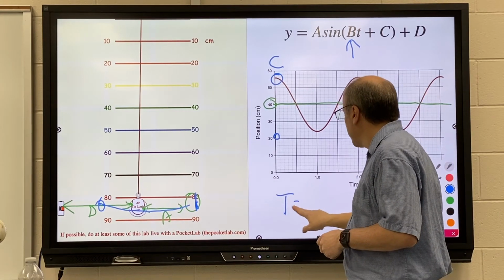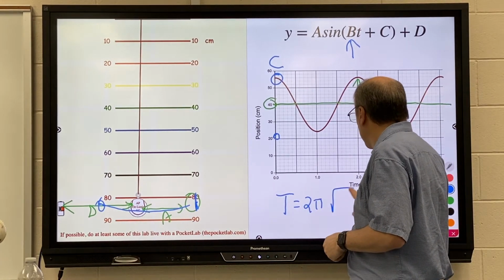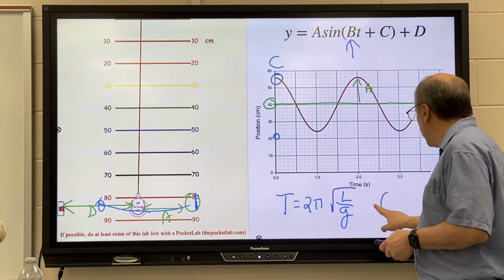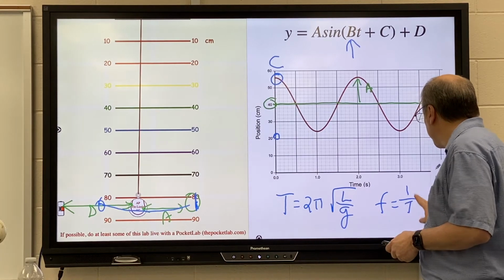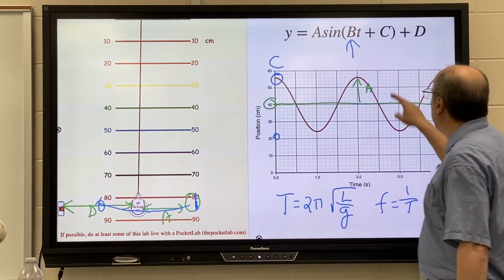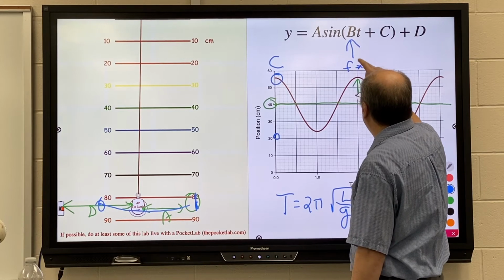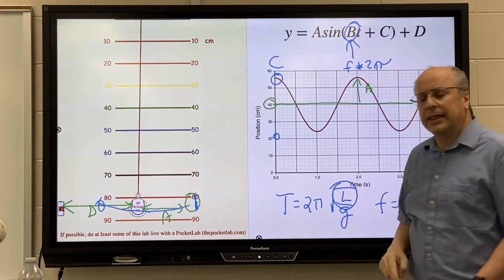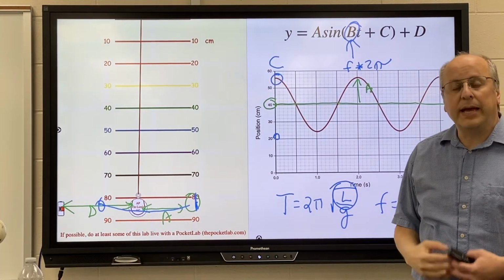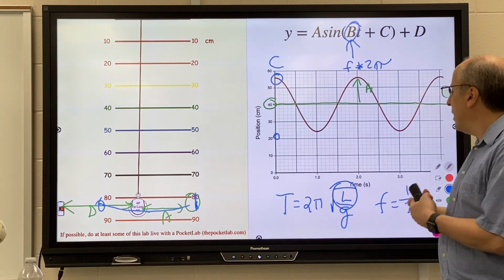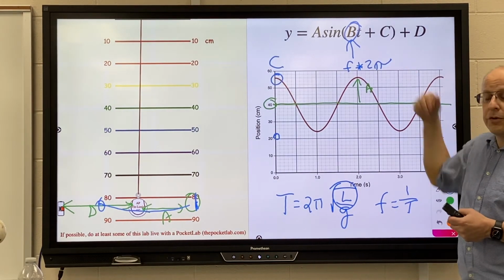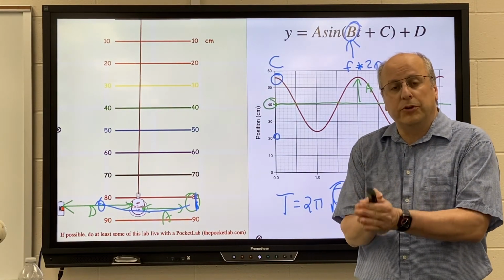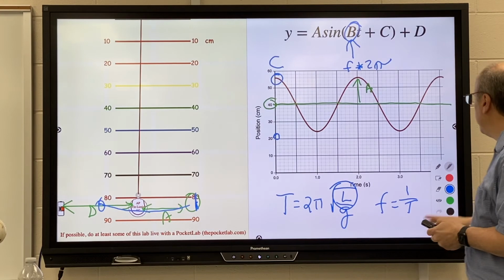We learned that the period of the pendulum was given by this formula. So we also learned that we could then find the frequency, and we learned that the B value is frequency times 2 pi. So this B value is determined by the length of the pendulum. Okay, it is not controlled by us so much as it's controlled by nature. Depending on the L value, nature will produce a certain B value for this sine curve.